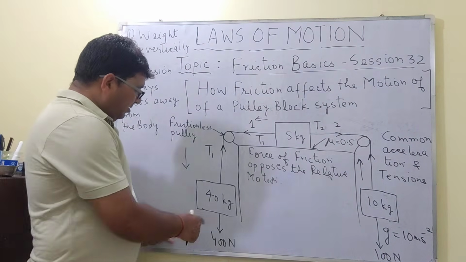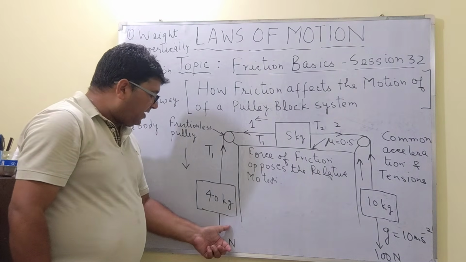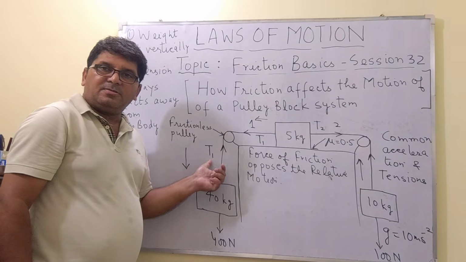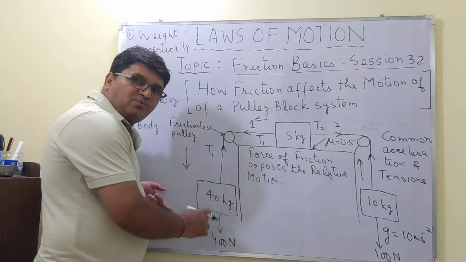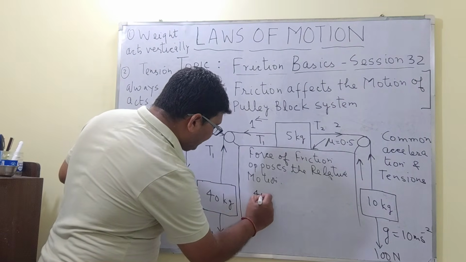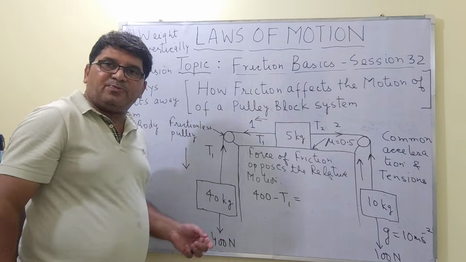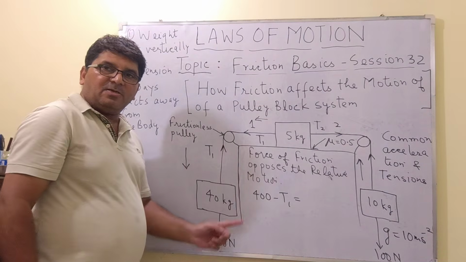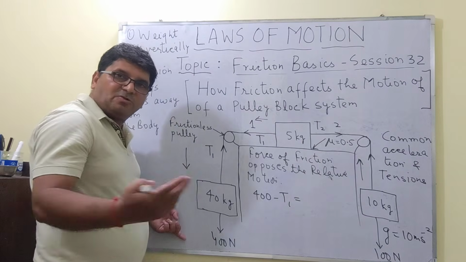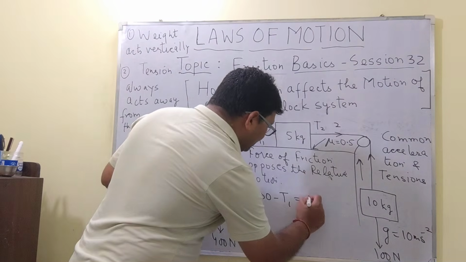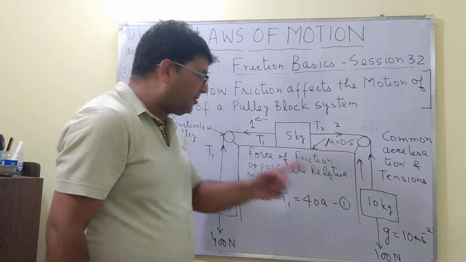Now, this block of 40 kg will move down only when this weight is more than T1. So the net force acting on this 40 kg block will be equal to 400 minus T1, and this net force which is acting vertically downward will create the acceleration. Let us say the acceleration is equal to a. So force is equal to mass into acceleration. Mass is equal to 40, so 40 into a. This is the first equation. Now let us consider this block.